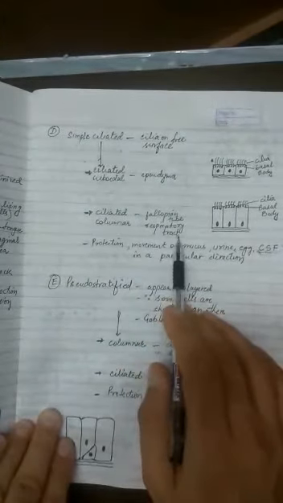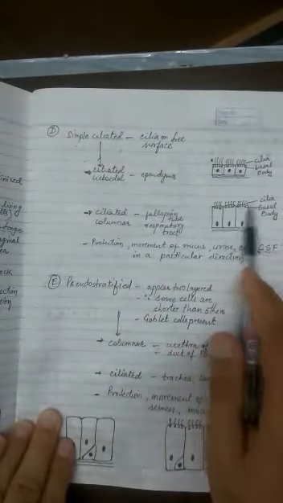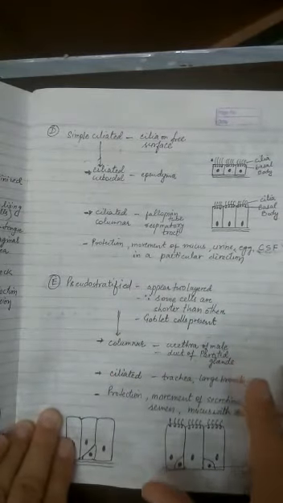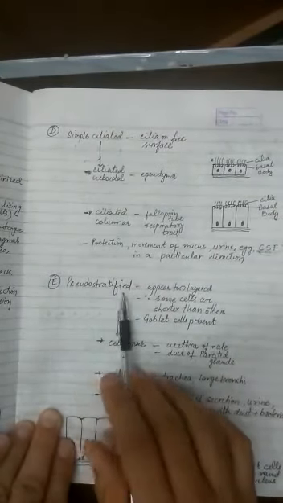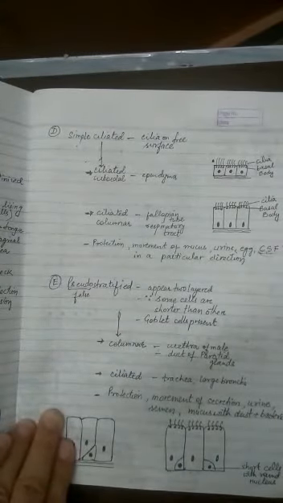Then the columnar, fallopian tube, respiratory tract, they carry the columnar type of ciliated epithelium. Function we have already covered. Now the last type of simple epithelium is pseudostratified. Now pseudo stands for false. So it gives you a wrong impression, and the impression is that it is stratified. Stratified means multi-layered or more than one layer.